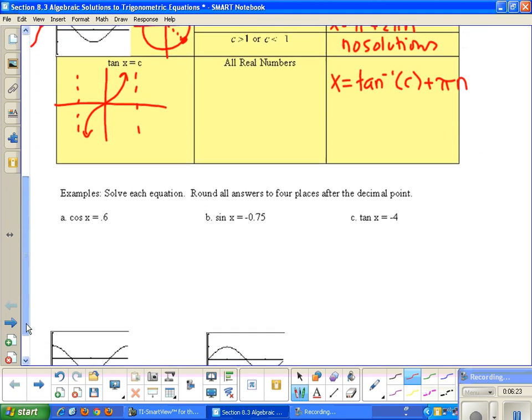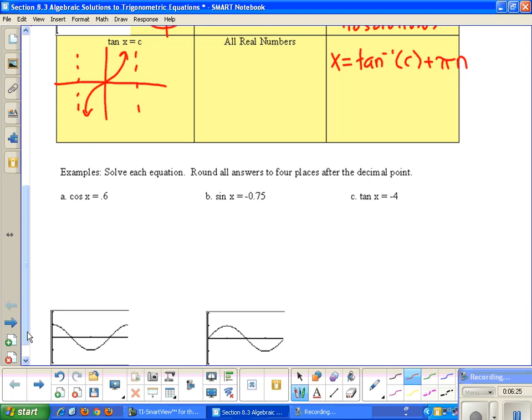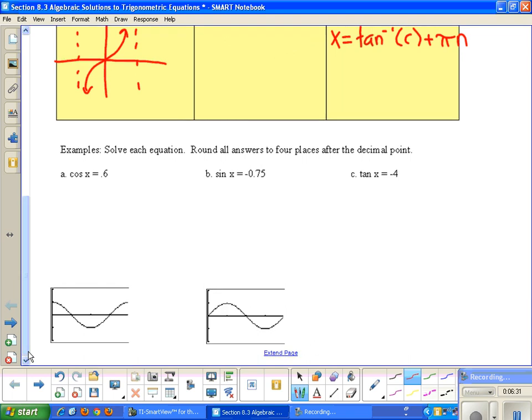So that's kind of a nice overall picture of how we solve these equations. So let's go ahead and start to solve some. For this first part, it says solve each equation, round your answers to the 4th decimal place. So we have the cosine of x is equal to 0.6. Graphically, 0.6 would be somewhere in here on my graph. And so again, we know that we're going to hit here and here, so 2 answers for one length of the period of my graph. So in order to find the answers, our first answer is x is equal to the cosine inverse of 0.6.